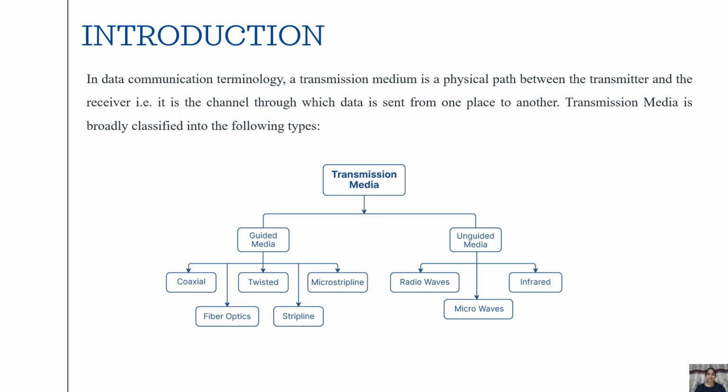Guided media is broadly classified into five types, that is coaxial, twisted pair, microstripline, fiber optic, and stripline. And unguided media is broadly classified into three types: radio waves, microwaves, and infrared.